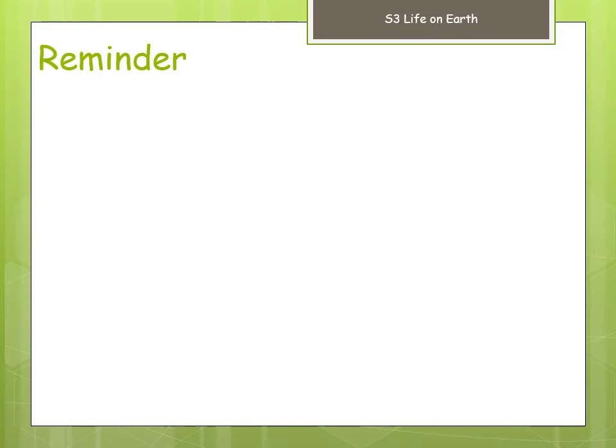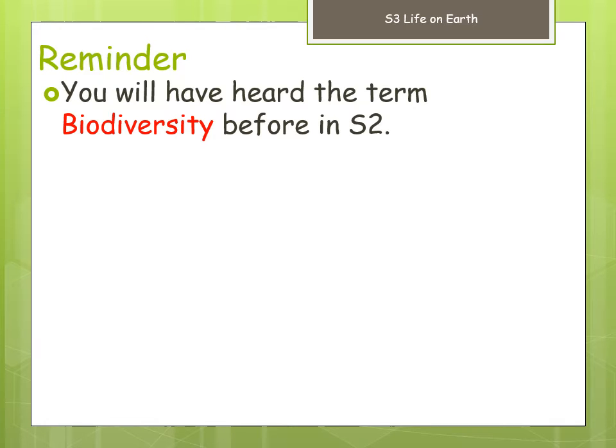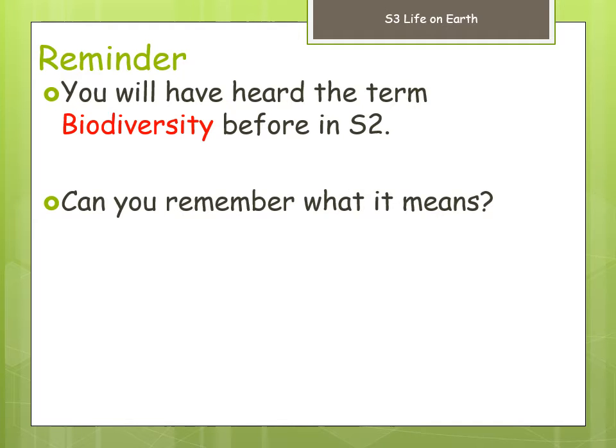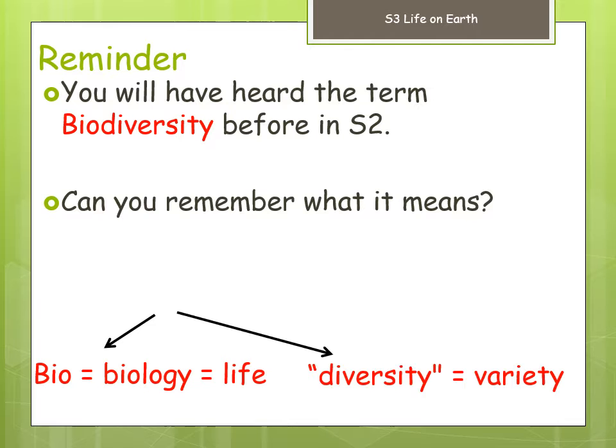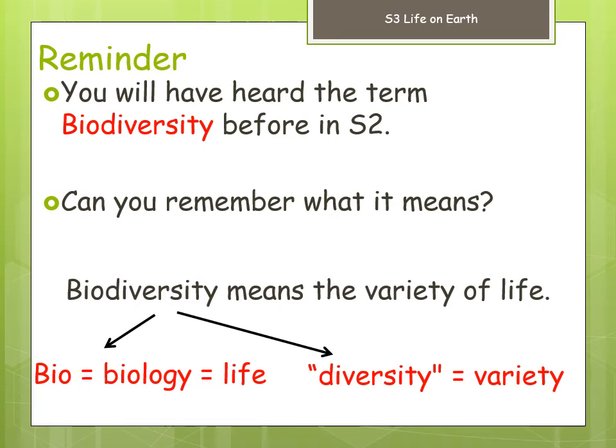So our first bit of information is effectively a reminder, because in S2 you did a topic called biodiversity. So you should know the meaning of that word. Can you remember what it means? Hopefully you're all shouting at the screen. Bio means biology, which is life. Diversity is variety. Therefore, biodiversity means the variety of life. So that's something you will have come across when we did the topic in S2. So that's something you need to write down in your jotter.